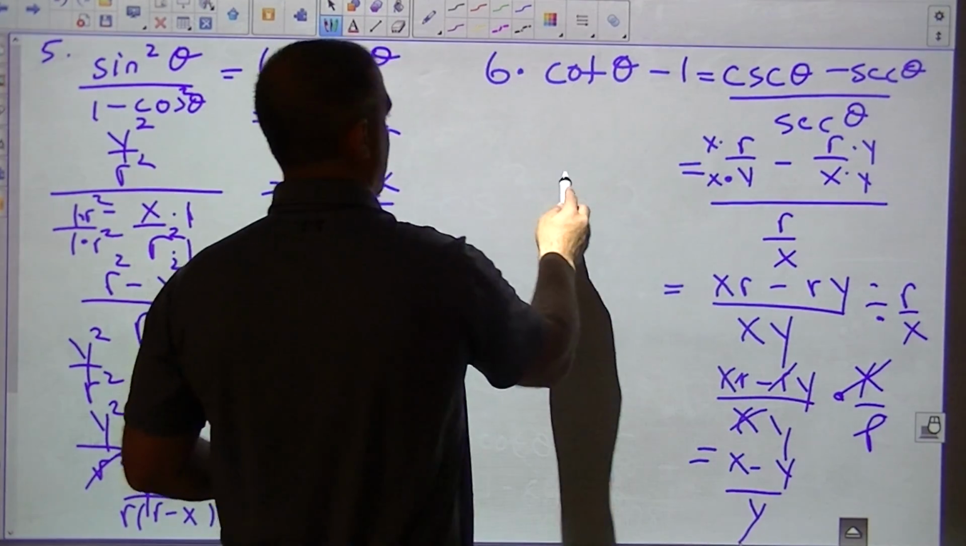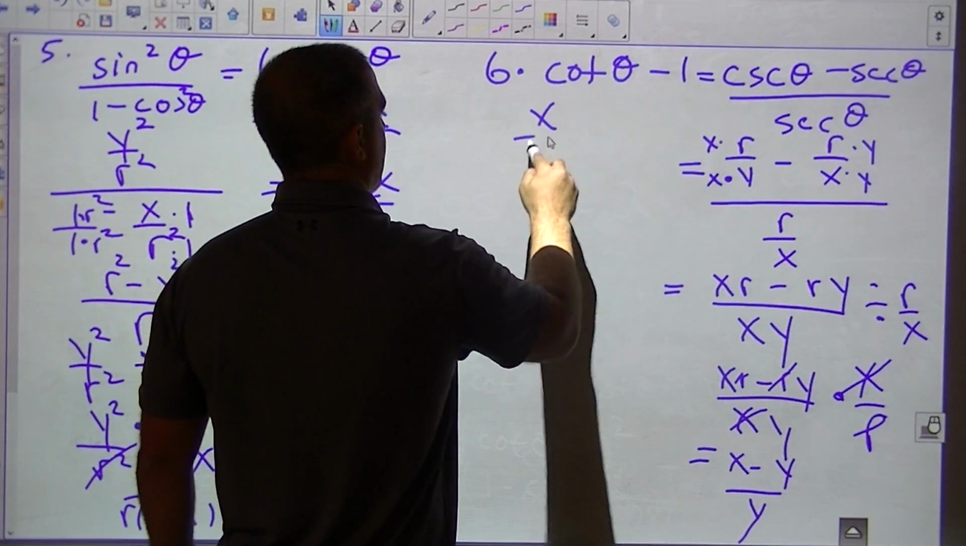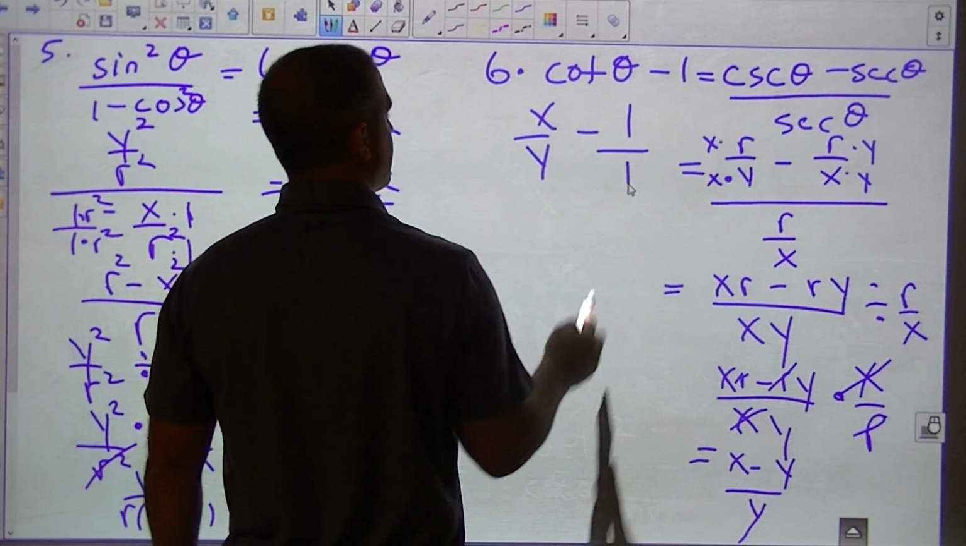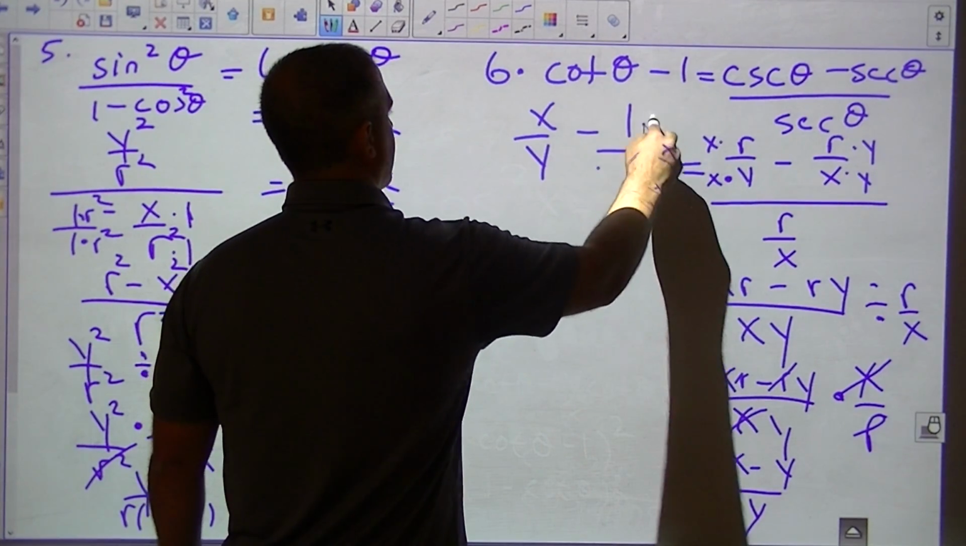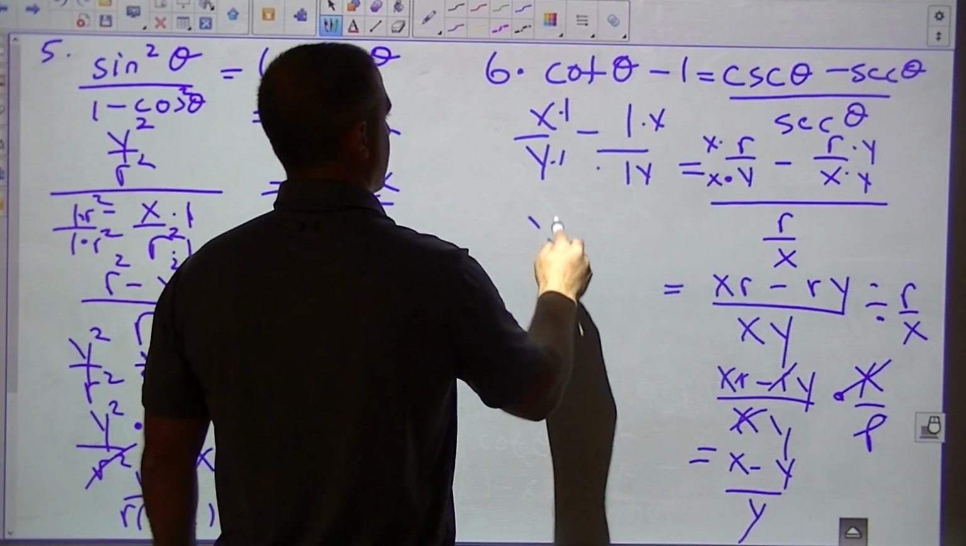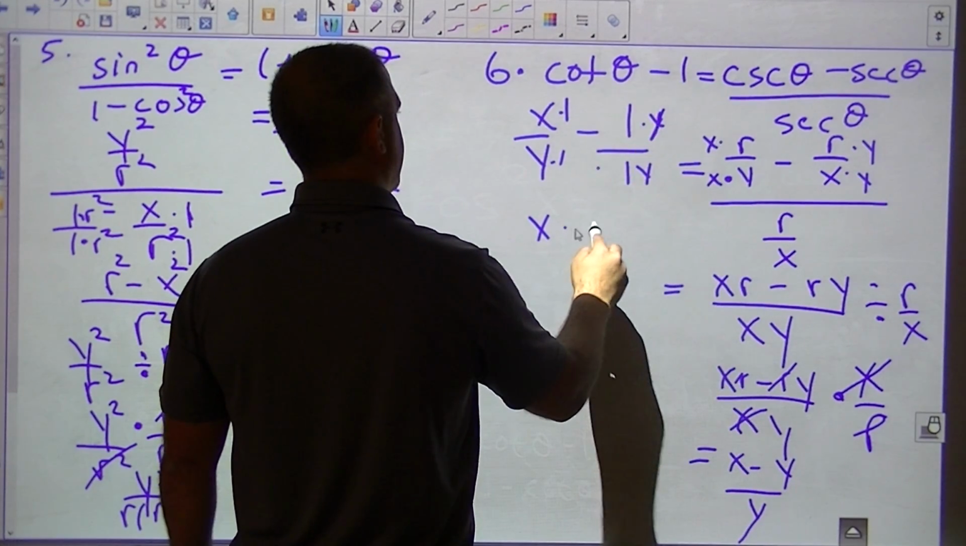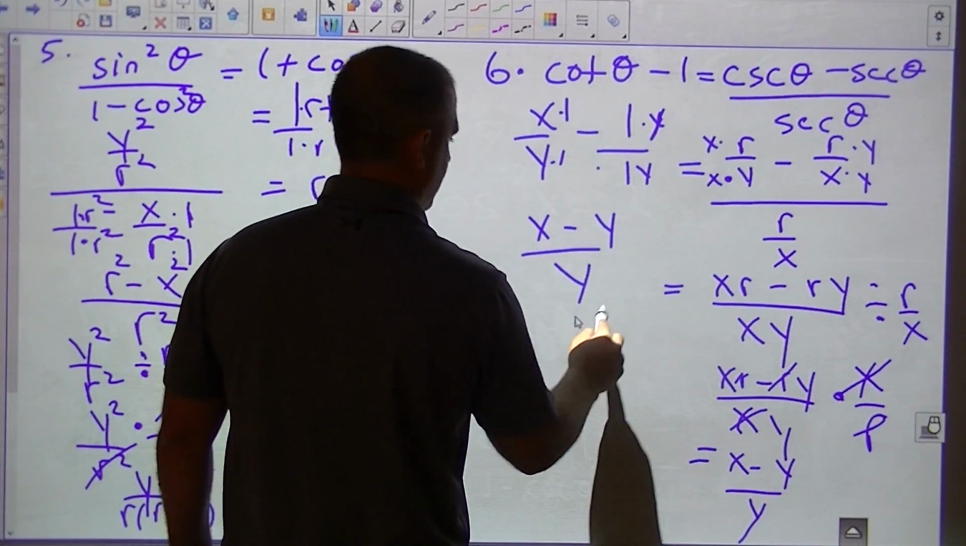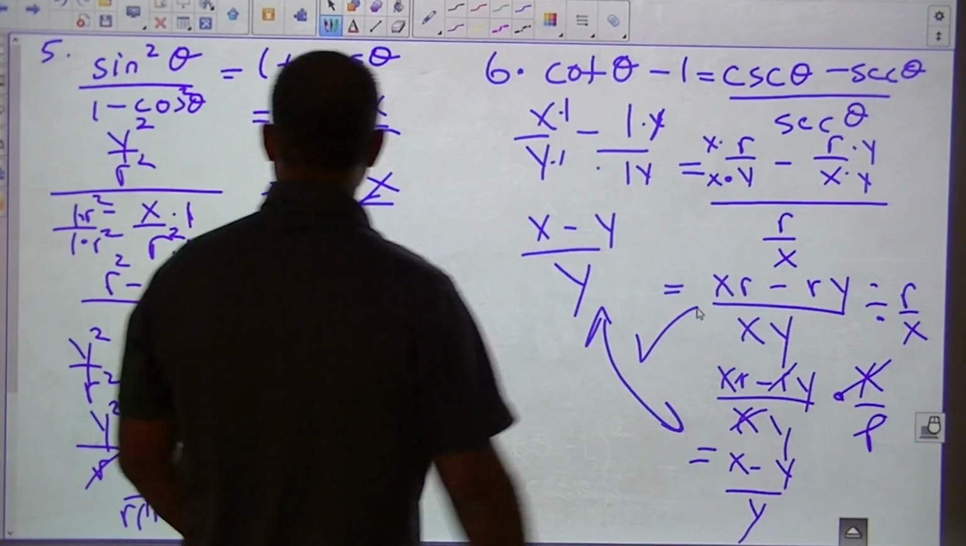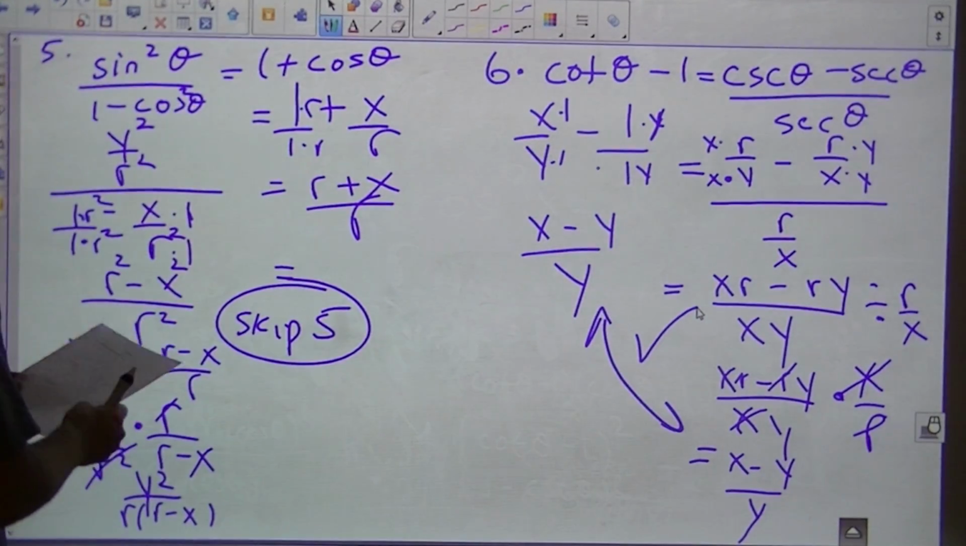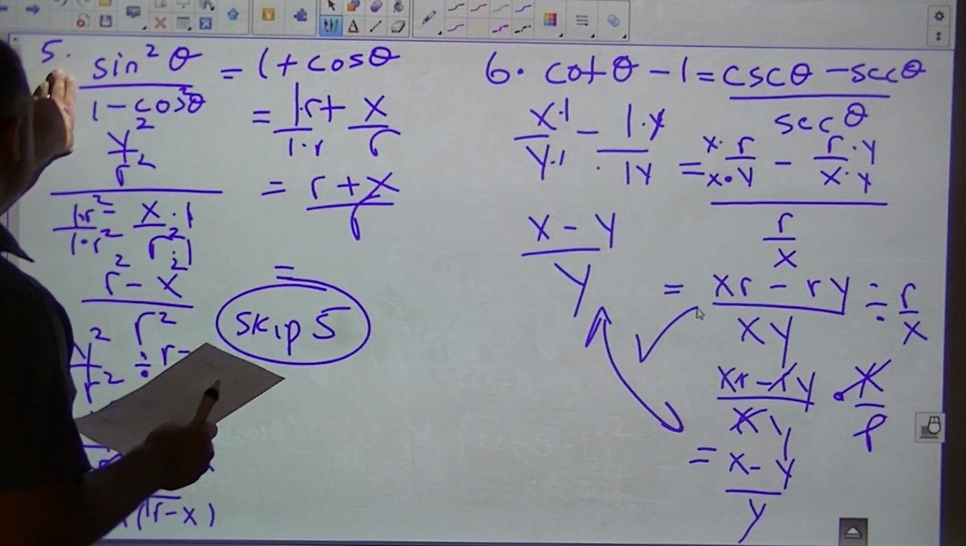Let's see what this side works out to. I got x over y minus 1. This needs a common denominator as well. This is missing a y. This is missing a 1. So I got x minus y all over y. So those are the same, so those end up working. I don't know what happened on number 5. I don't know if there's something incorrect there.